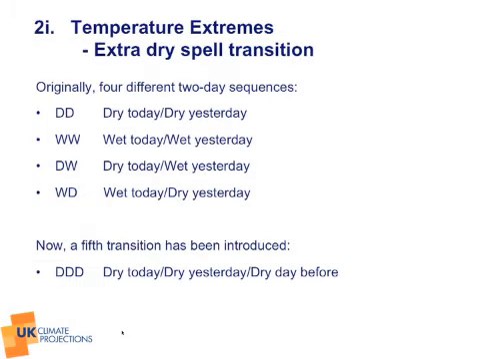Daily maximum and hourly extreme temperatures were also underestimated. This has been improved in two ways: the addition of a dry spell transition and the use of a different temperature distribution. The next two slides will explain this in more detail.